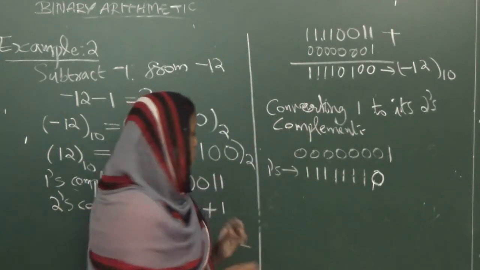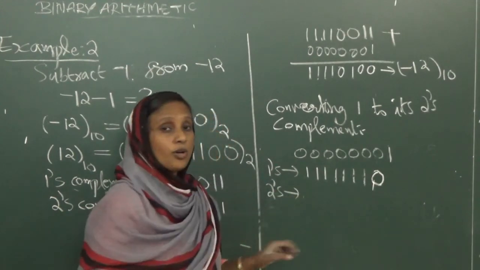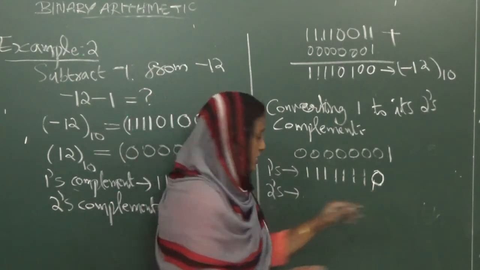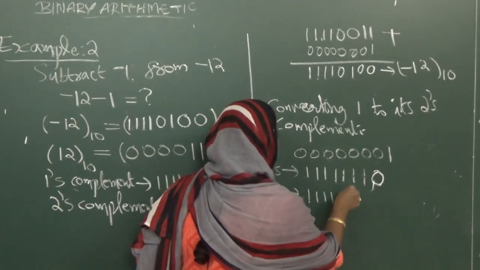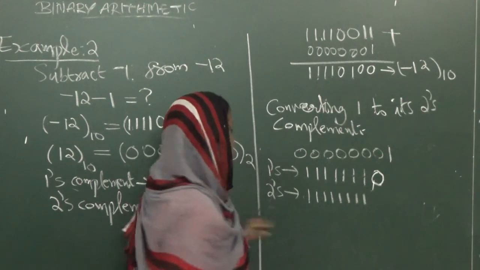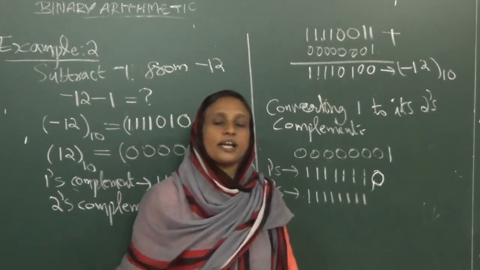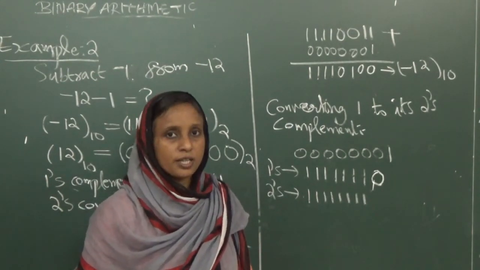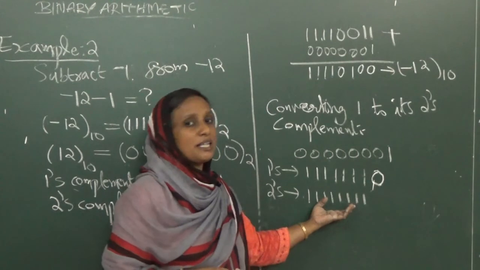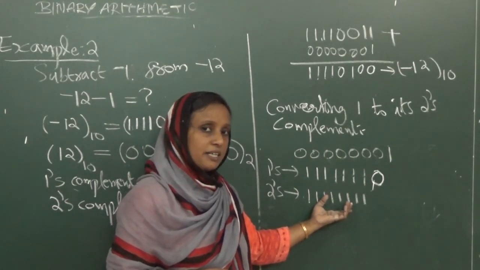Okay, now we want to make it as 2's complement. So again we want to add 1 to this. So you get 1 1 1 1 1 1 1 1. All bits are 1: 1 2 3 4 5 6 7 8. All 8 bits are 1. Okay, so this is actually the minus 1, right? 2's complement of 1 is actually minus 1.